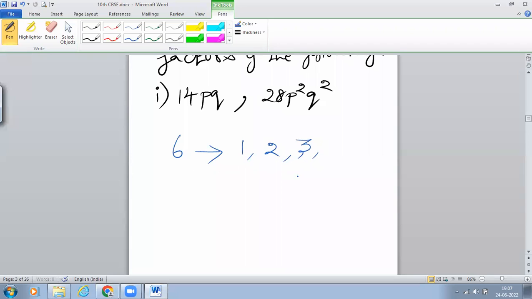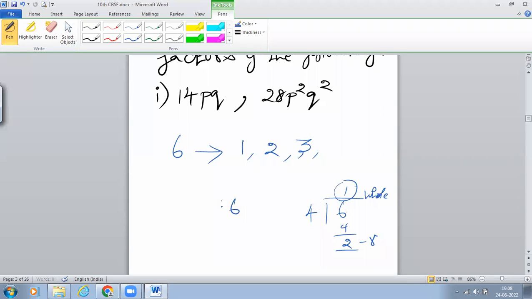Is 6 exactly divisible by 4? No. See here, 4 ones are 4, the remainder is 2. Since the remainder is a non-zero value, 6 is not exactly divisible by 4. Exactly divisible means when you divide the number by another number, you have to get the remainder as 0, and the quotient should be a whole number. There should not be any decimal point in the quotient. So 6 is not exactly divisible by 4. Therefore 4 is not a factor of 6.